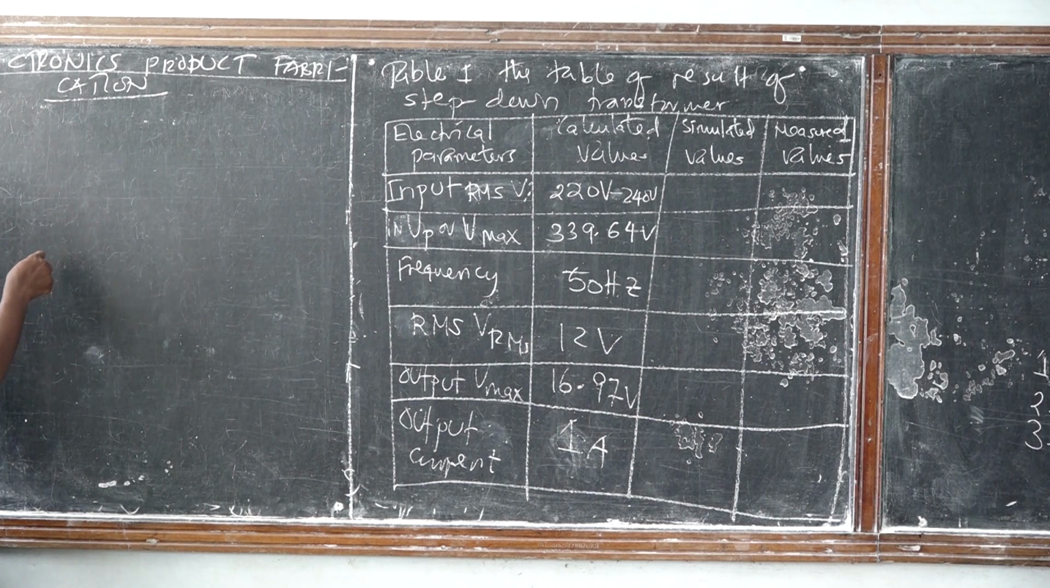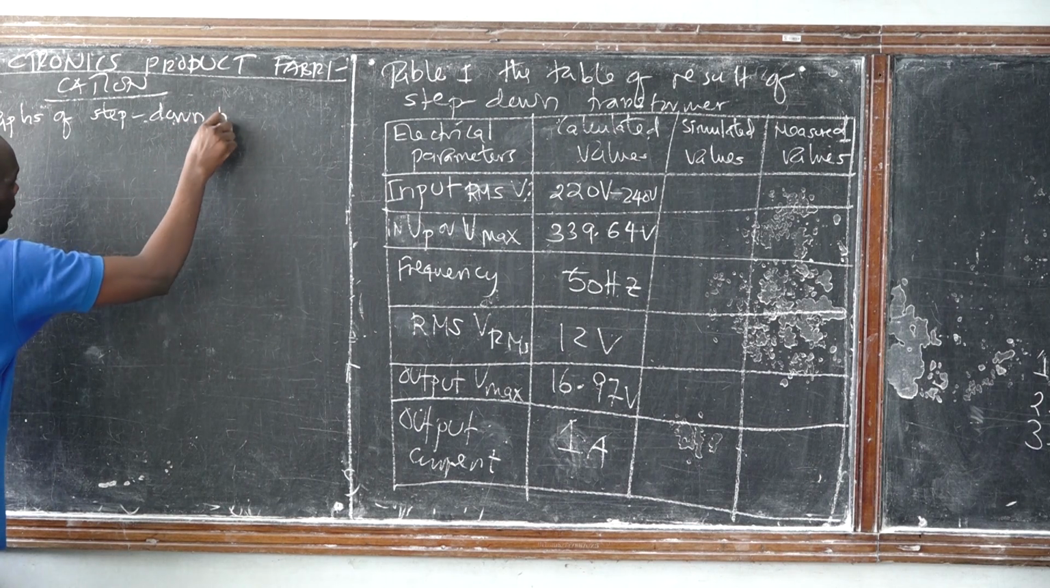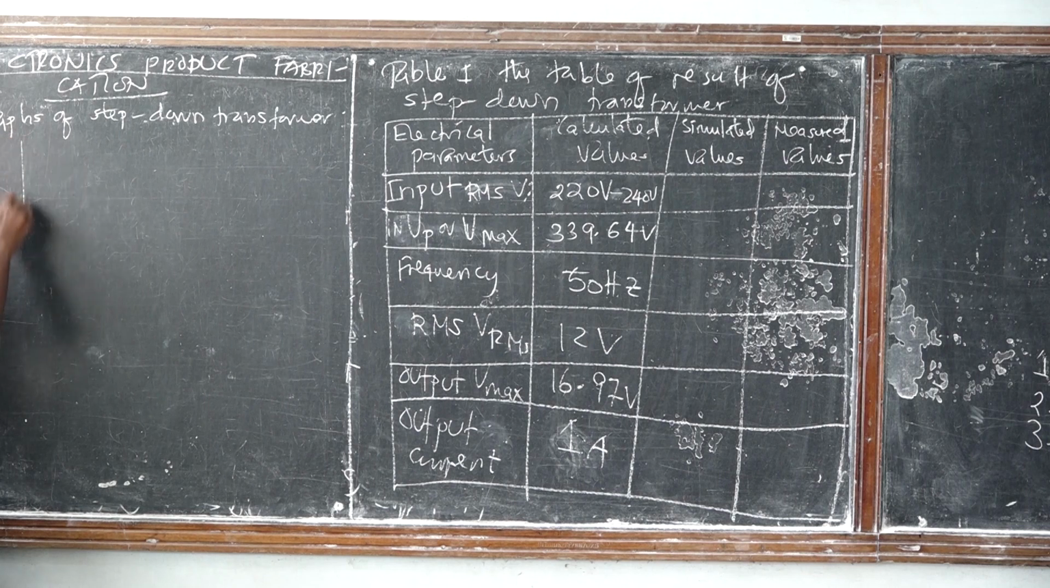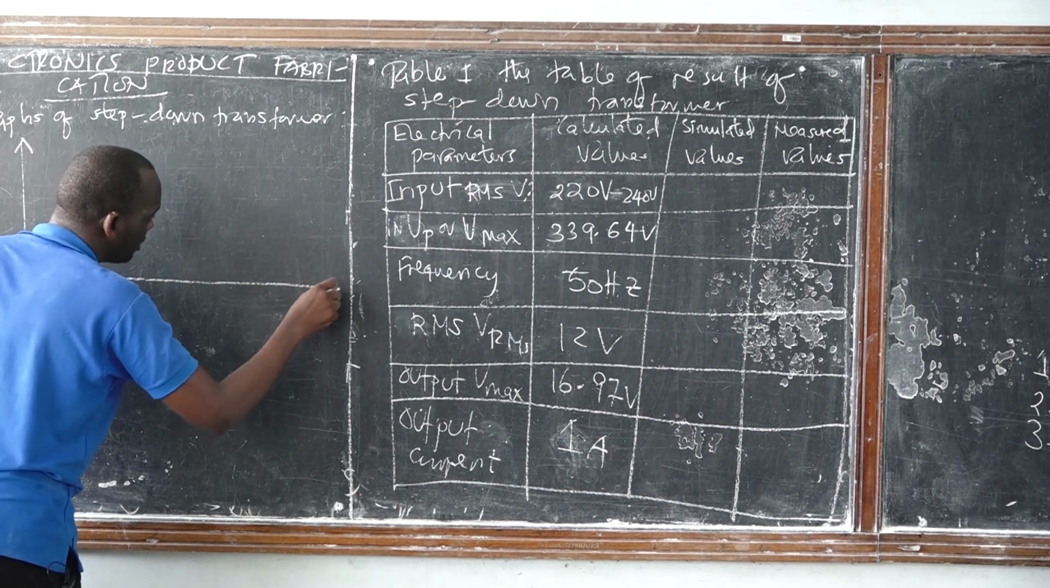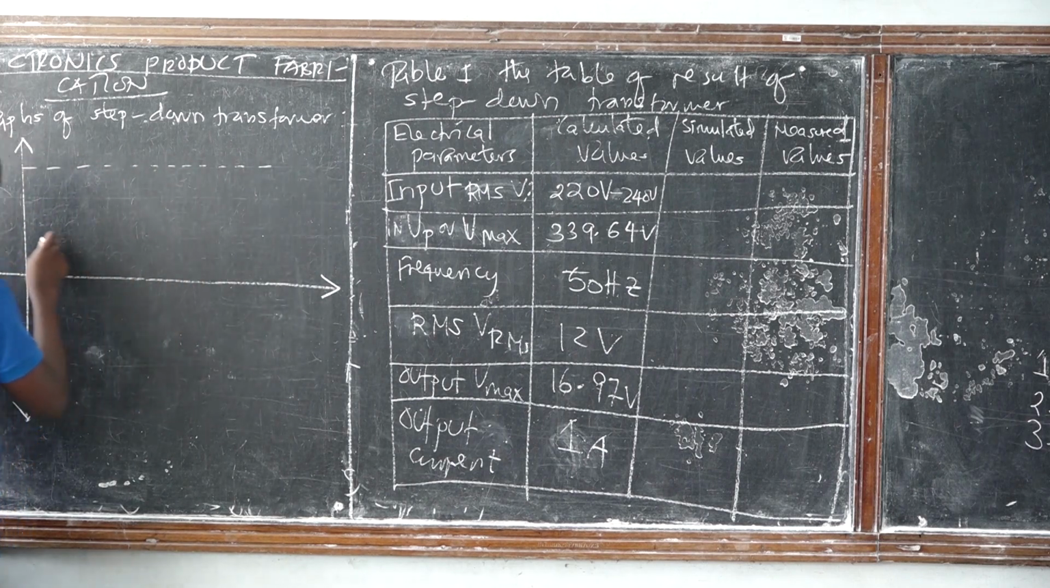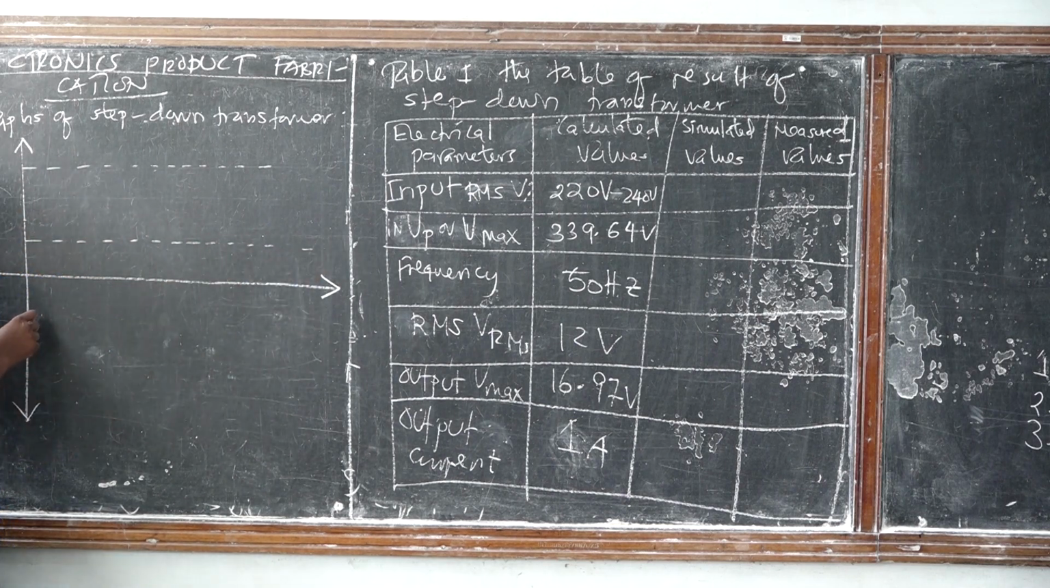Then another thing is what? Graphs of the step-down transformer. How can we visualize graphs in electronics? How do you visualize graphs of different systems in electronics? By using an oscilloscope. But we don't have an oscilloscope which can observe the waveform of the electric power.